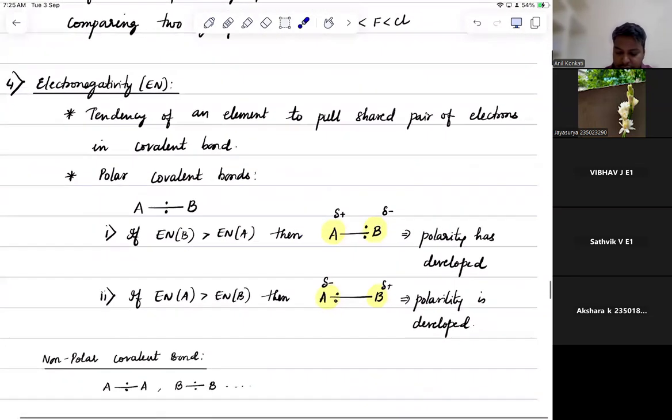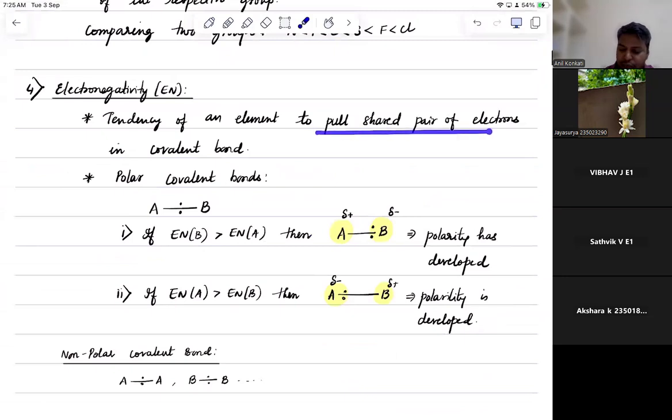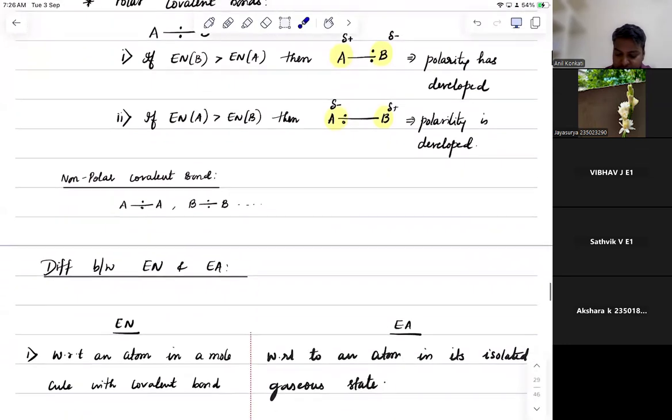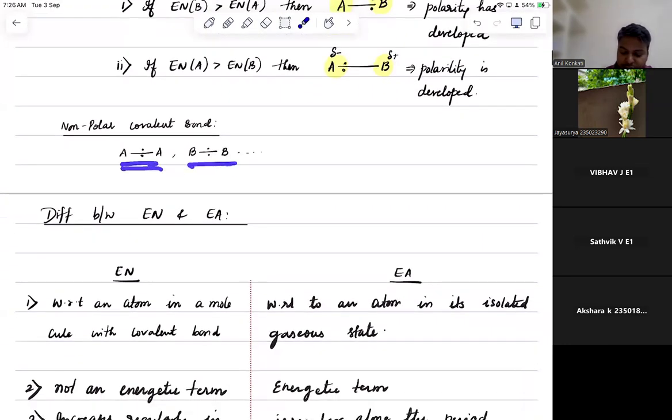Now, let's see about electronegativity. The tendency to pull the shared pair of electrons in a covalent bond is called electronegativity. Suppose I have a polar bond AB and there is a covalent bond between them. If electronegativity of B is greater than A, then B will get delta negative charge, A will get delta positive charge, and we say the polarity has developed. If electronegativity of A is greater than B, then A will have negative charge, B will have positive charge, and here also polarity has developed. In non-polar covalent bond, there is no polarity between them.